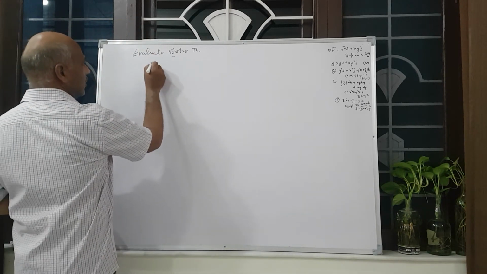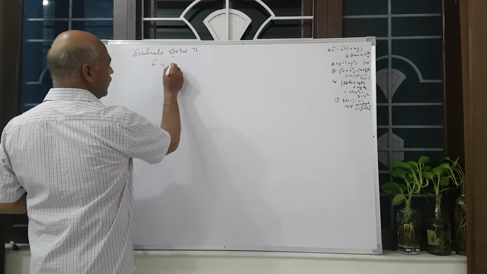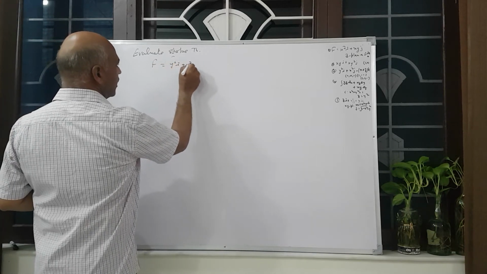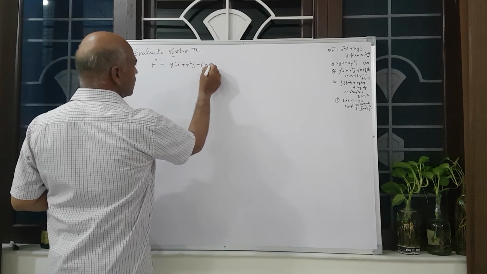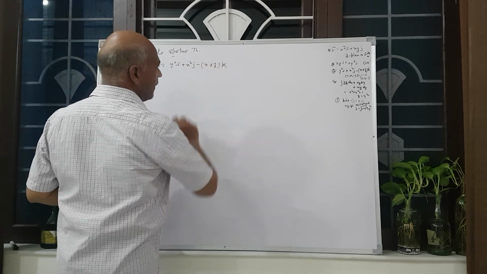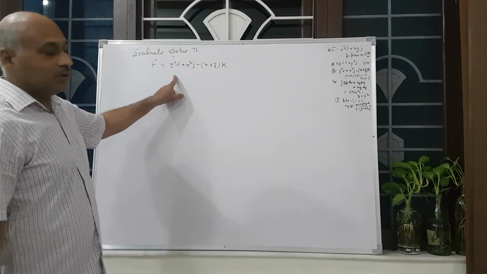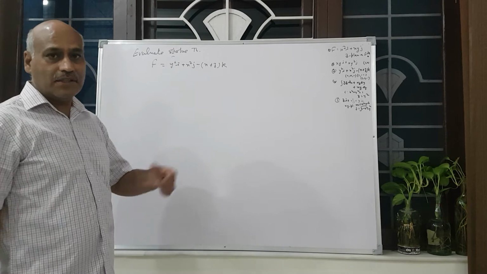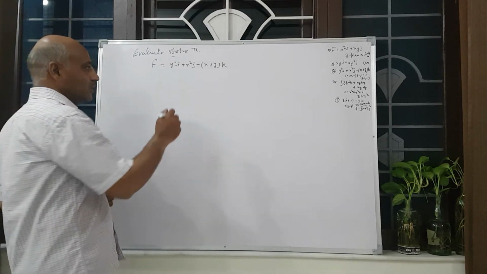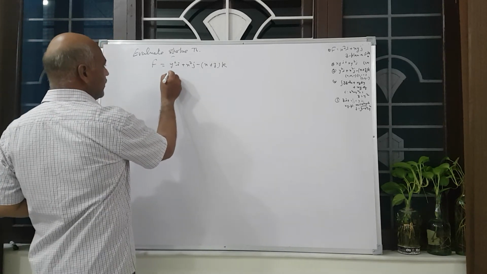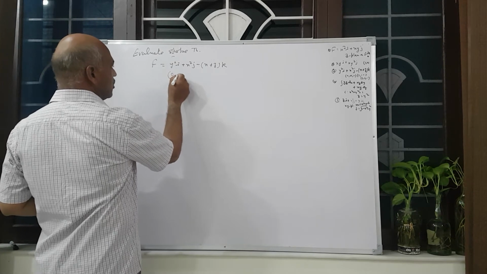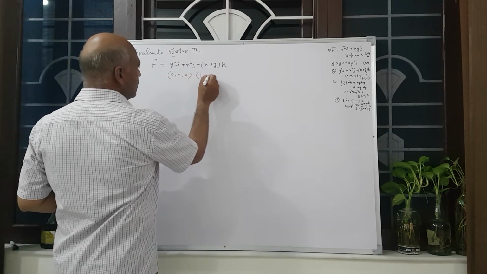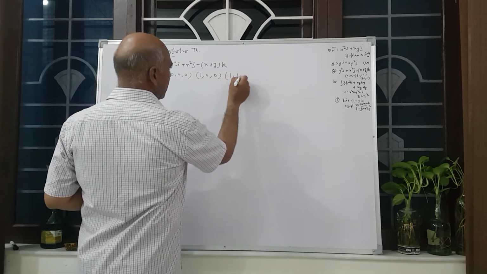Now evaluate F equal to y square i plus x square j minus x plus z k. So this is F and the vertices of a triangle are given, surrounded by 0 0 0, 1 0 0, 1 1 0.